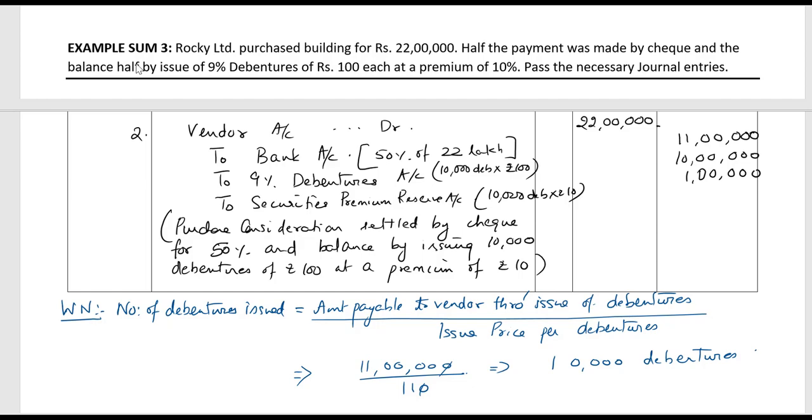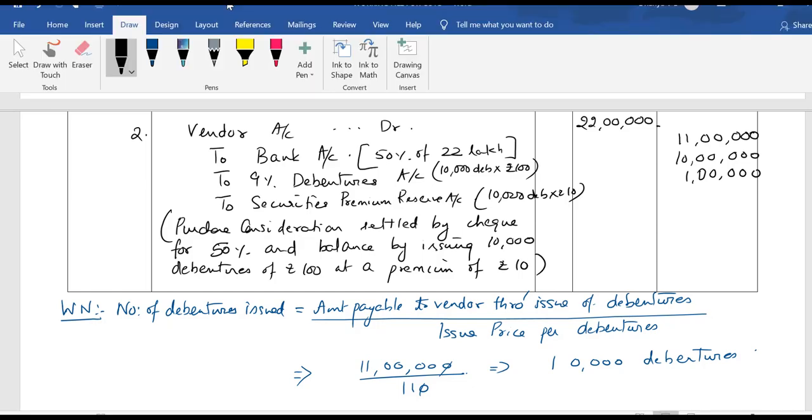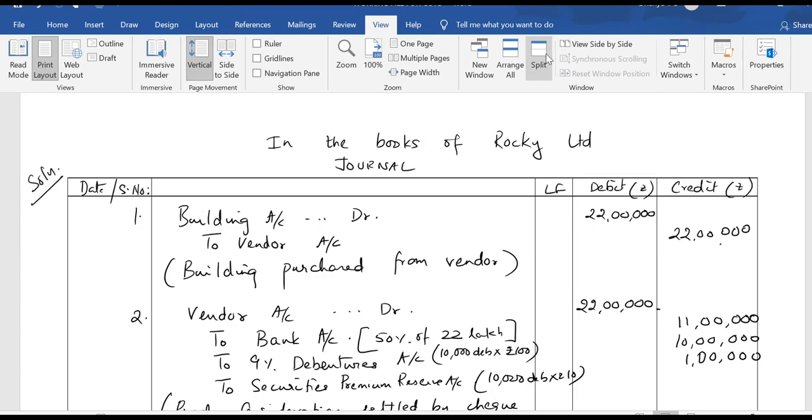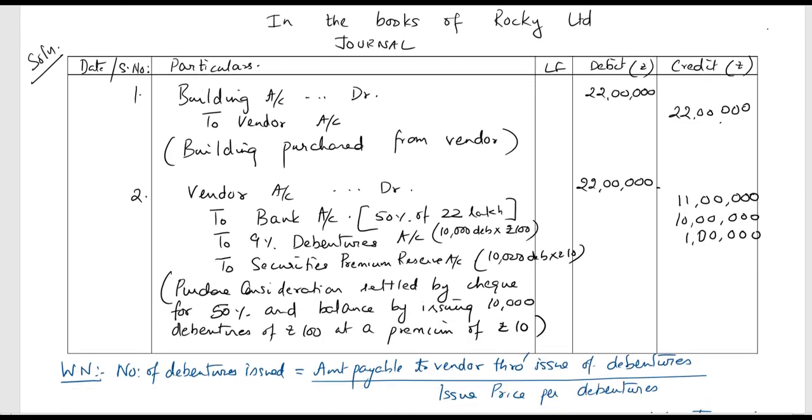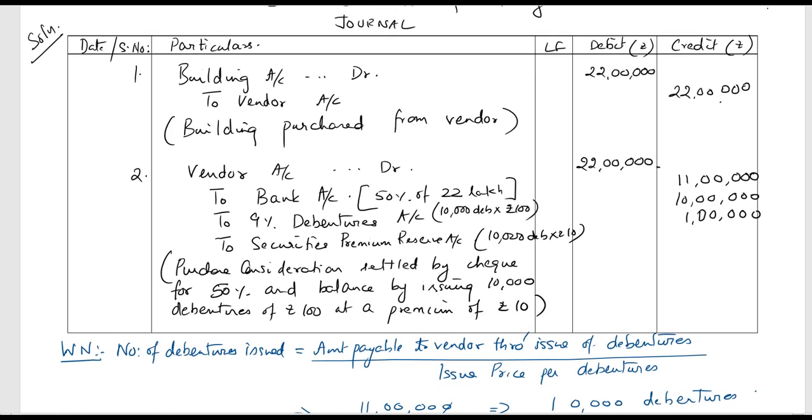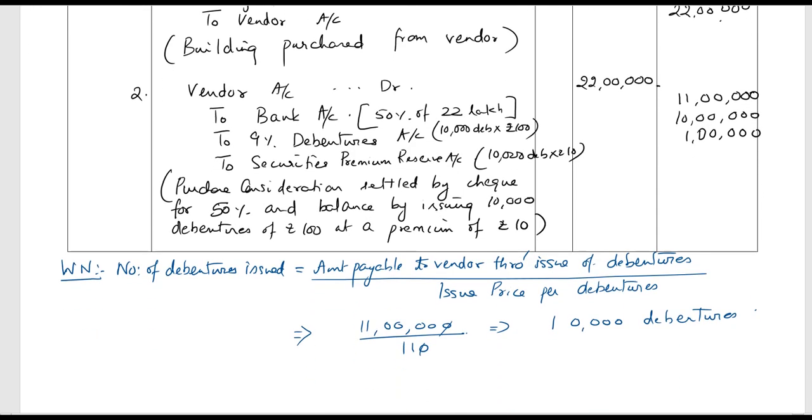The entries are done. I will remove the split. We can view the answer. That's the sum on top. And this is the journal, the two entries, followed by the calculation for finding out the number of debentures to be issued.